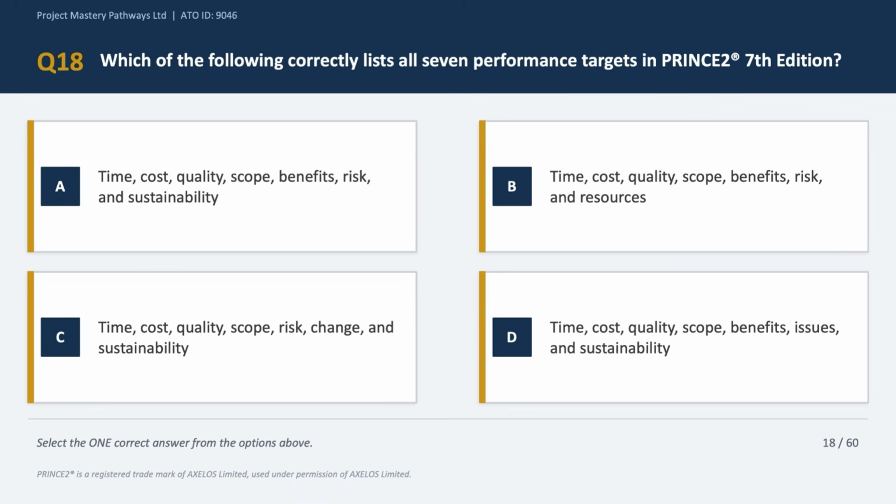Next, question number 18, and this is a knowledge question about the 7 performance targets in the PRINCE2 7th edition. Now note that sustainability is a new and important addition to the PRINCE2 7th edition when compared to the PRINCE2 6th edition. Now, if you have studied the PRINCE2 manual already, you would know that the correct answer to this question is option A, which is time, cost, quality, scope, benefits, risk, and sustainability being the 7 performance targets for the PRINCE2 way of project management as per the PRINCE2 7th edition framework. So the correct answer to this question is option A.